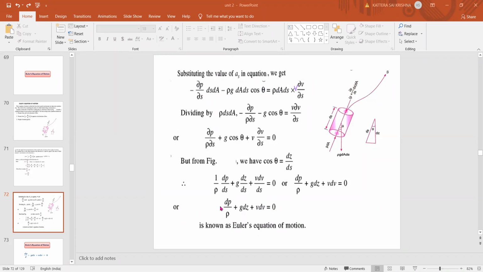So three terms will be there: pressure, velocity, and datum head, which is height. From the base, from down to up, that distance will be dz. So this equation is known as Euler's equation of motion. You need to remember this. So dp by rho, sorry, not p, this is rho, density, plus g dz plus v dv is equal to 0. Right? So please copy up to this.